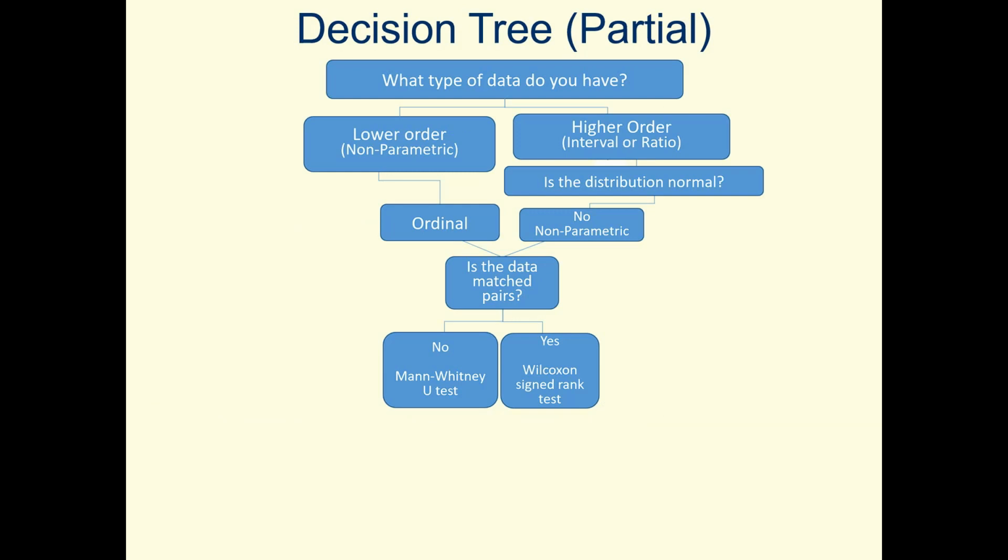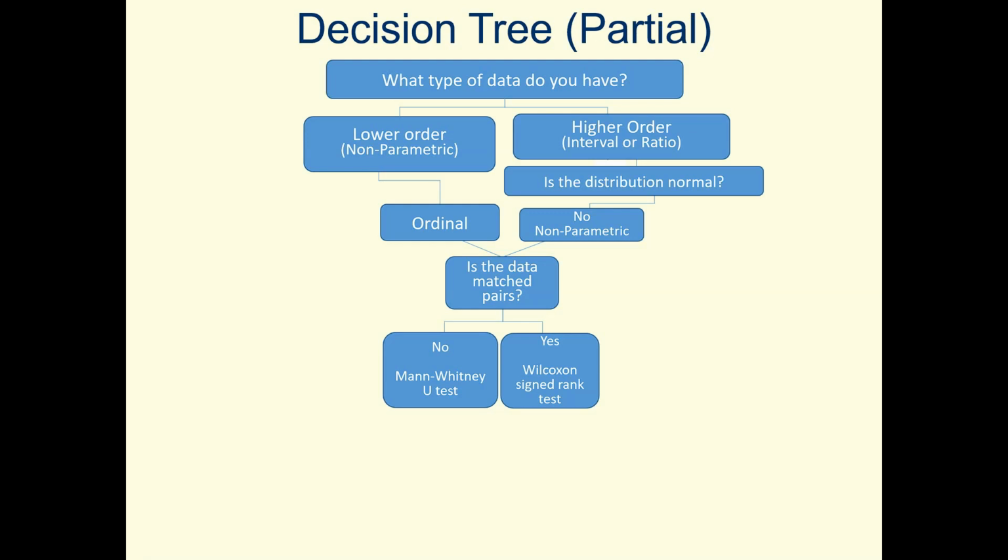If we have lower order ordinal data, or if we have higher order data but the distribution is not normal, in both of these instances we're presented with two options: either the Mann-Whitney U test or the Wilcoxon signed rank test. The difference between the two relies on whether the data collected is matched pairs or not. If you remember back to the start of this video, matched pairs means that the data is coming from the same source.